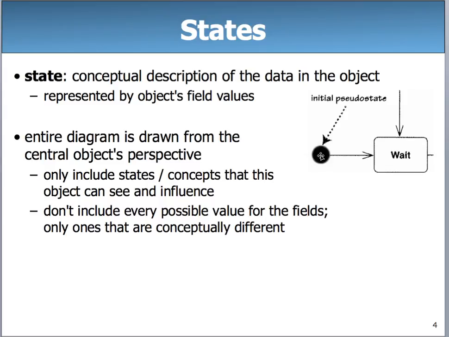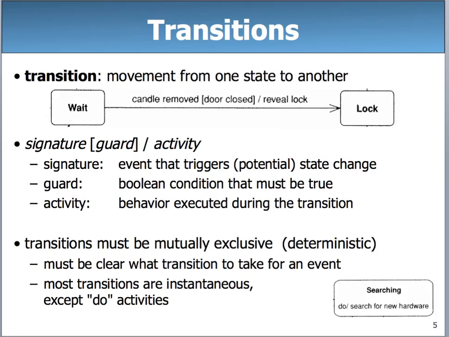And again, we're doing this from the perspective of a particular object or class. And a transition is where I move from one state to another. A transition can have all these different pieces on it, all or virtually none. It always has to have a signature or an event, something that causes the state to change from one to the other. So for example, here it's the candle being removed, but in the case if this were like freshman and sophomore, the trigger event would be you've completed 30 credit hours.